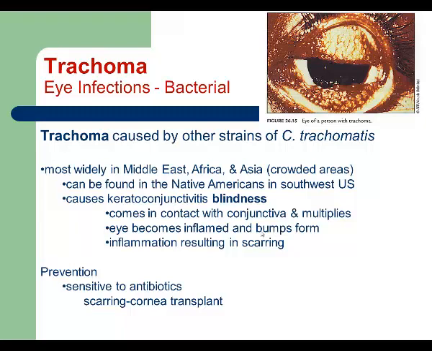Because trachoma affects conjunctiva and cornea, of course, scars will be formed on the surface of the cornea. As a result, patients lose their vision. For treatment of this infection, we use antibiotics, for example, erythromycin. And of course, if a patient has already lost his vision as a result of this infection, the only way we can fix that problem is a cornea transplant.